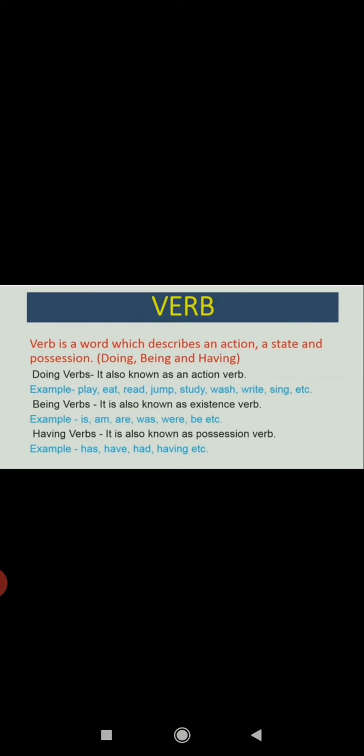Then what is helping verb? Helping verb is also known as position verb. Example: has, have, had, having, etc. Then these are examples of verbs.